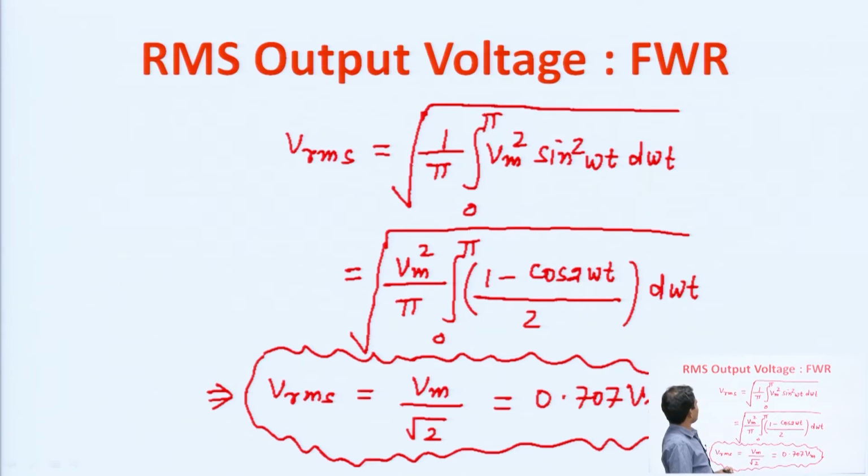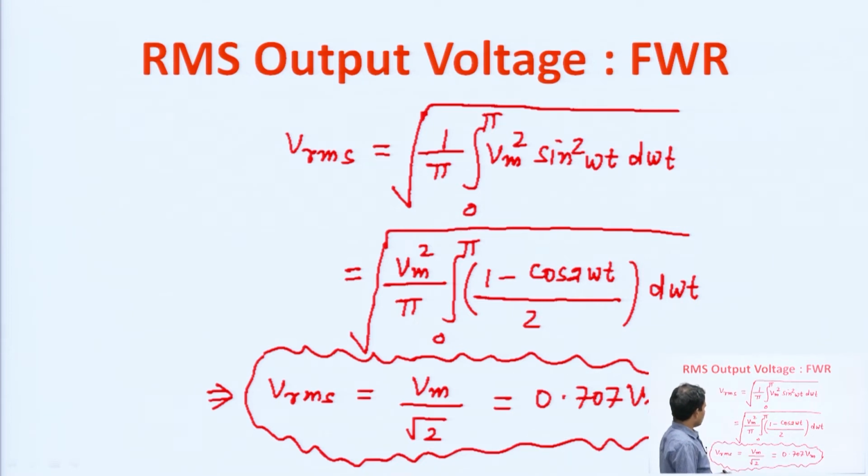Now, this is the RMS output voltage. What is RMS output voltage? It is Vm square sin square omega t d omega t by taking the limit 0 to pi and 1 upon pi. Then this will become Vm square upon pi, 1 minus cos 2 omega t by 2 and d omega t, and this will become Vm upon root 2, that is 0.707 Vm.